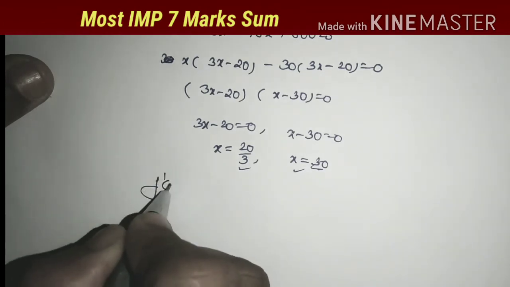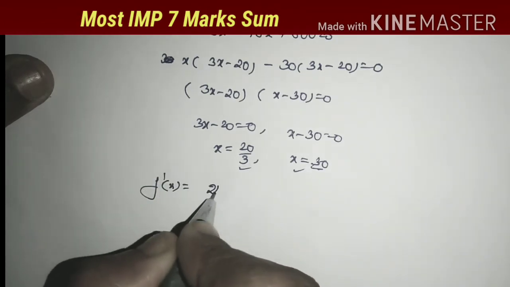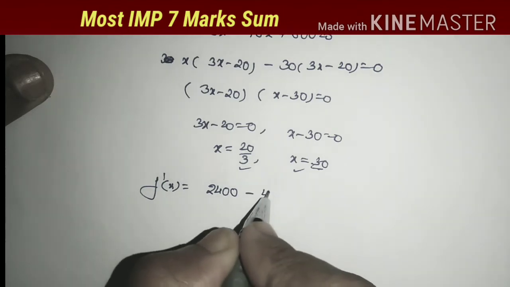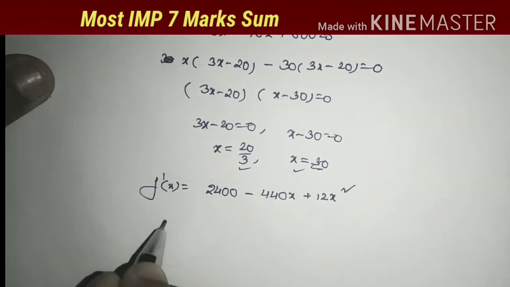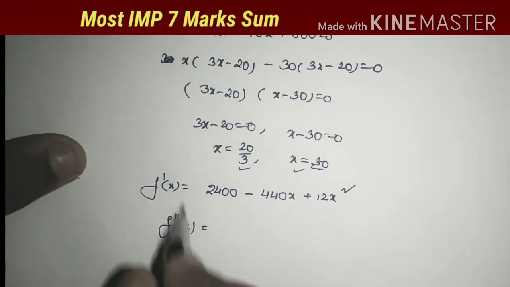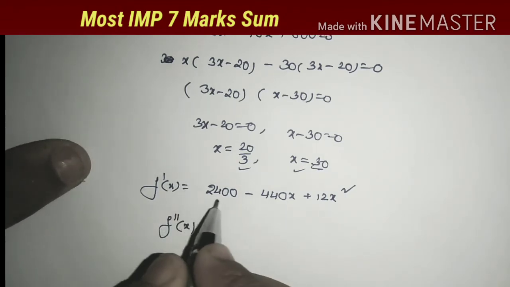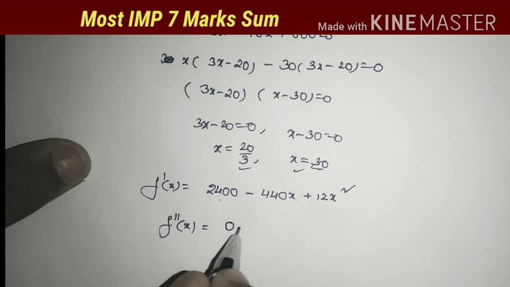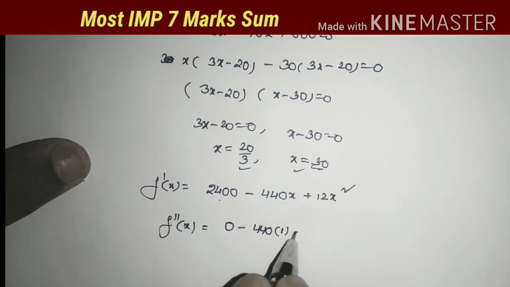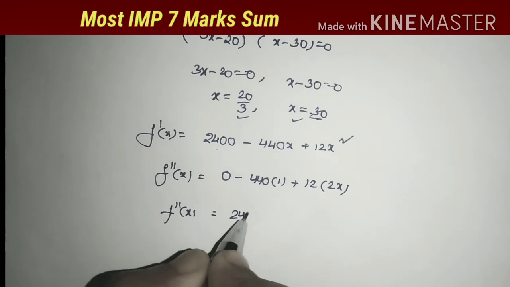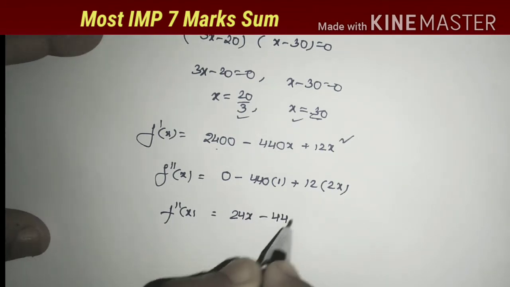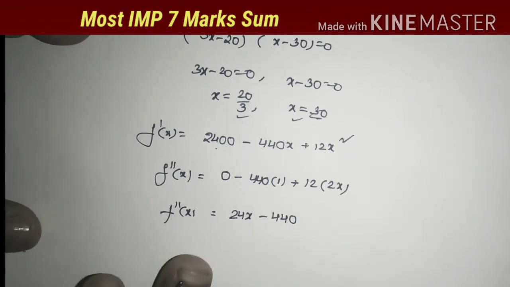Now again I take the value of f dash of x here. What is f dash of x value? 2400 minus 440x plus 12x square. Now again doing derivative, finding the value of the f double dash of x. So 2400 derivative is equal to 0, minus 440x derivative 440 into 1, plus 12x square derivative 12 into 2x. This is equal to 24x minus 440. So this is the value of the f double dash of x.